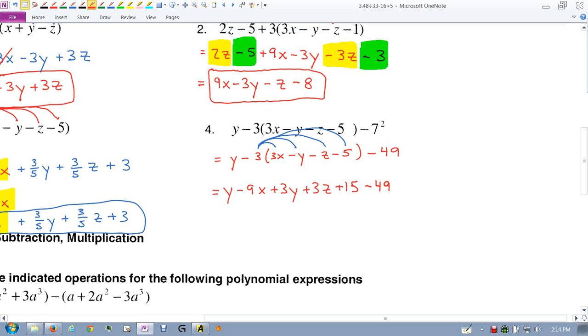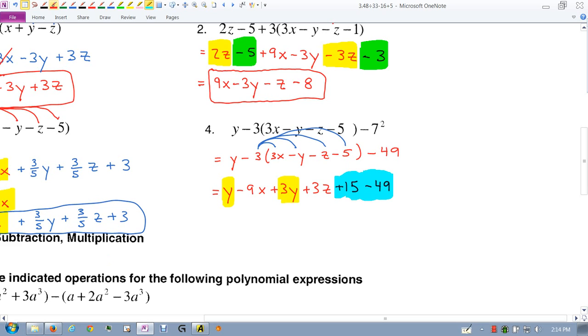And now I try and collect like terms together. I'm just going to go through and highlight the things that are like. So I have a y here, got a 3y here. I only have one term with x's in it. I only have one term with z's in it. But I have 2 terms that are numbers. So I can put those together.